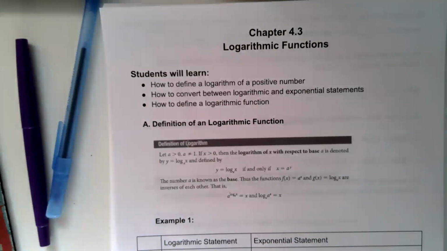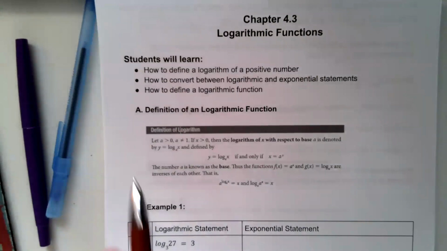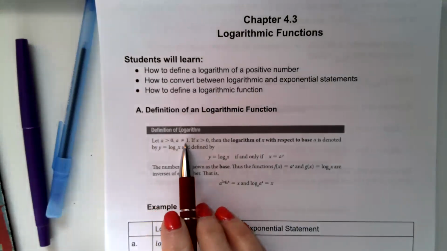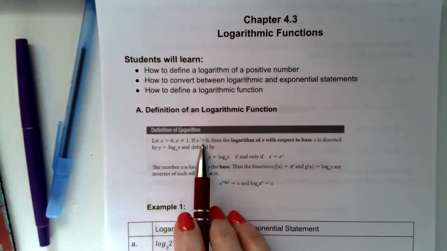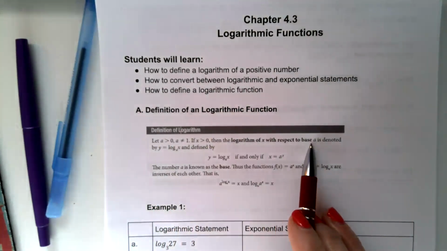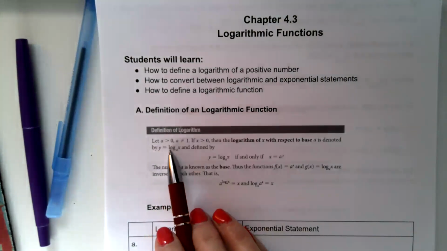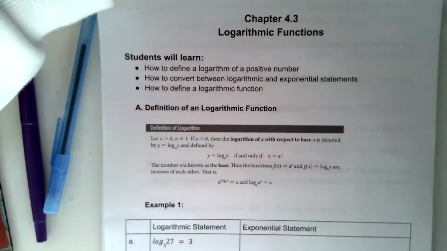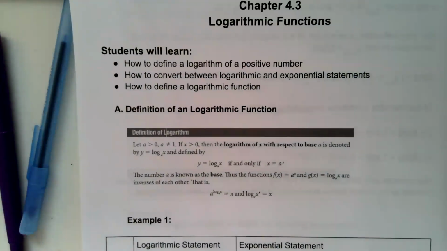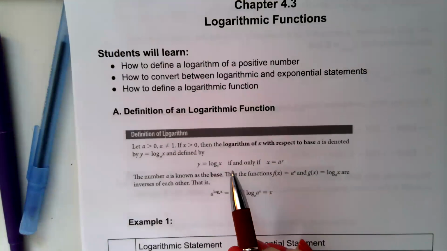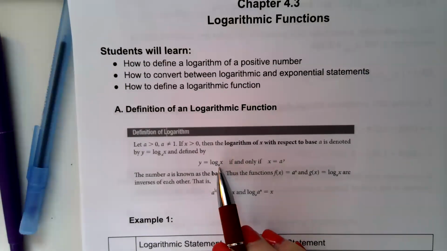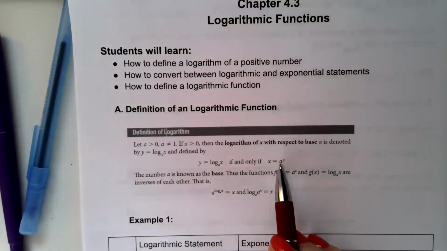Okay, so the definition of a logarithmic function says if we let a be greater than 0, it cannot equal 1. If x is greater than 0, then the logarithm of x with respect to base a is denoted by y equals log base a of x. And so when we say base a, it's going to be the same base in the exponential function too. So that's nice. That's why we say base a here and base a here.